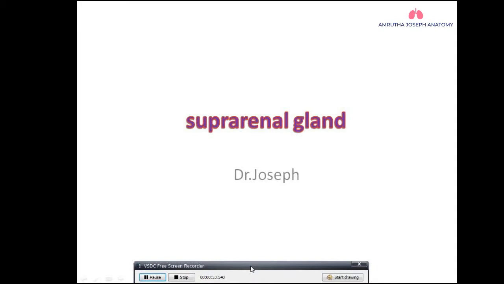There are some glands where you can see both exocrine and endocrine parts together. Pancreas. Pancreas has got an endocrine part as well as an exocrine part. The endocrine part of the pancreas is called the islets of Langerhans.